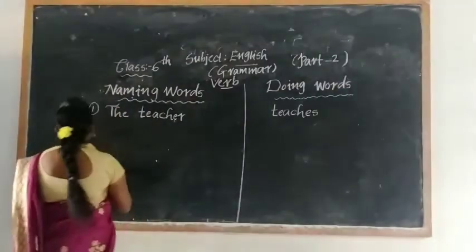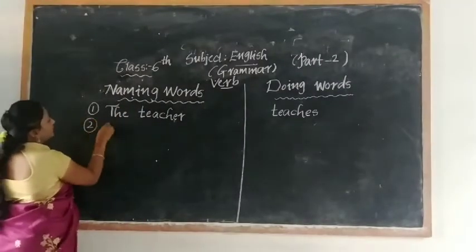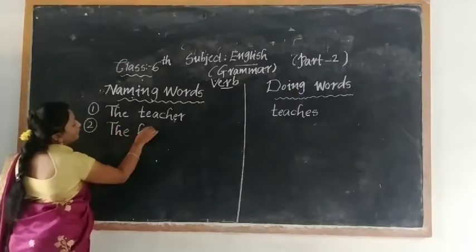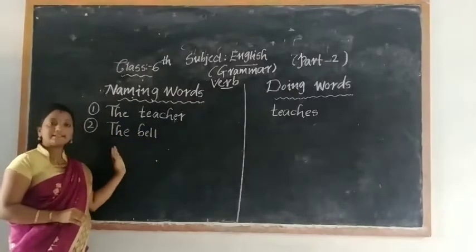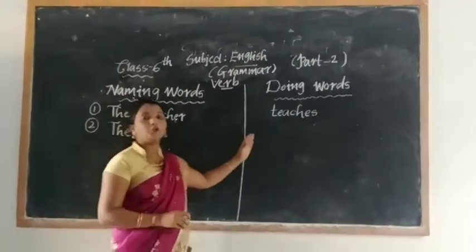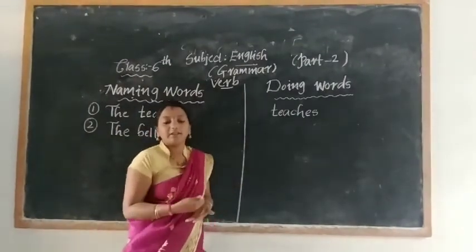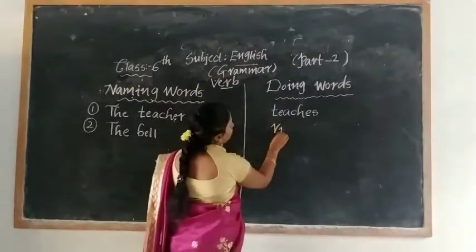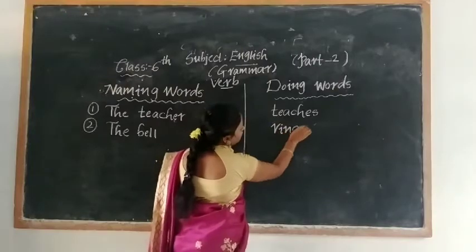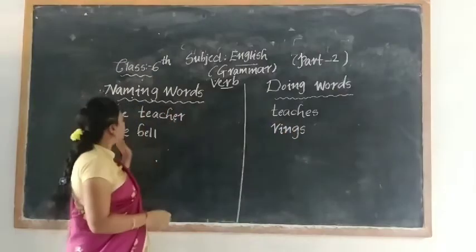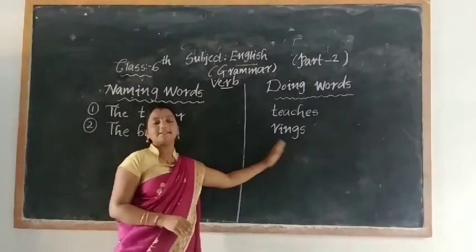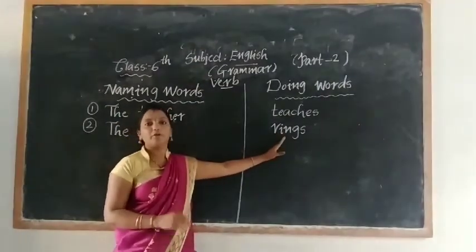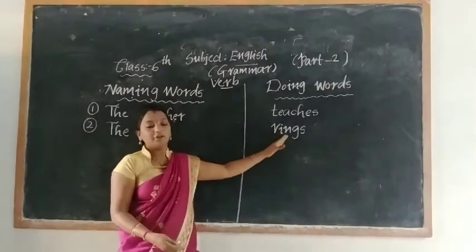Next we can see the second one. The bell. The bell is a naming word. We can see in the doing word, what? The bell rings. It is a doing word. It is an action. What is it doing? So we call that a doing word. The bell rings. The bell is the naming word. Rings, what is it? A doing word. What is it doing? We call that a doing word.